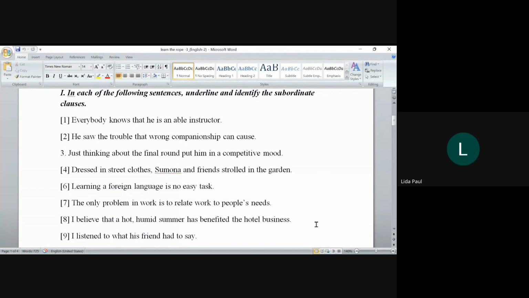Is this a simple sentence? Yeah, this is a simple sentence. Okay. So try to understand this part.